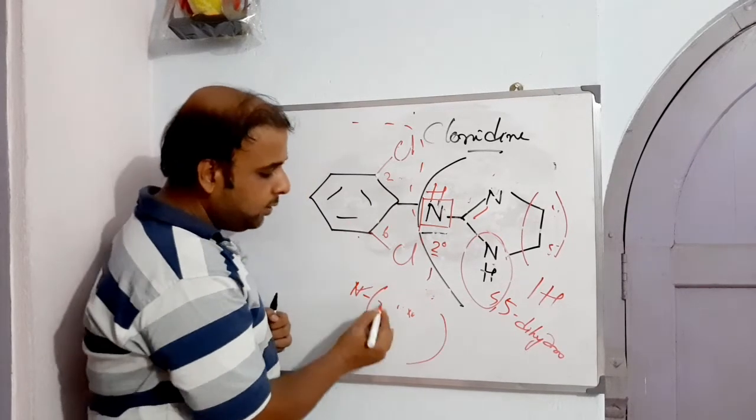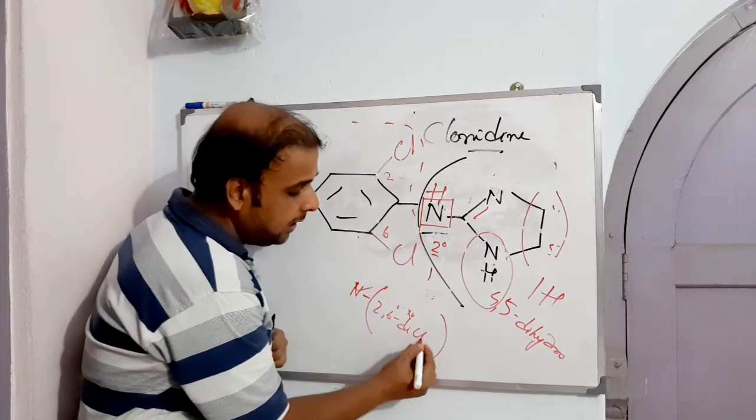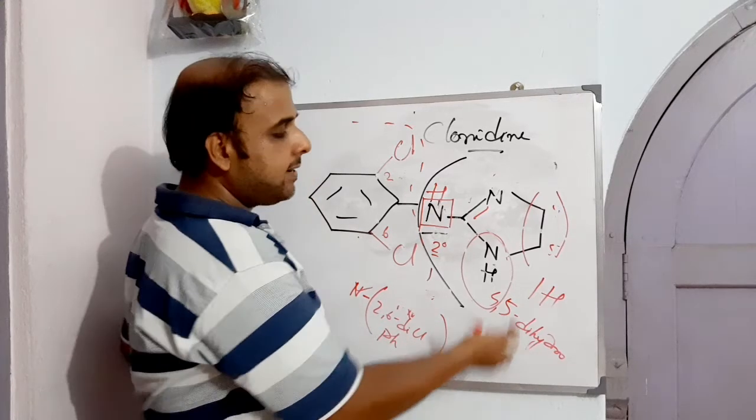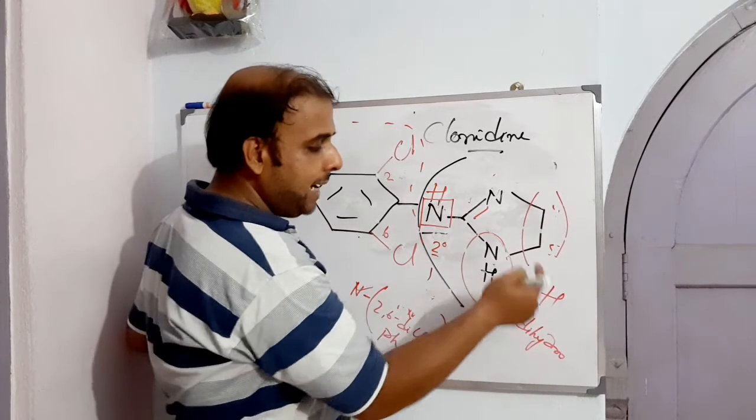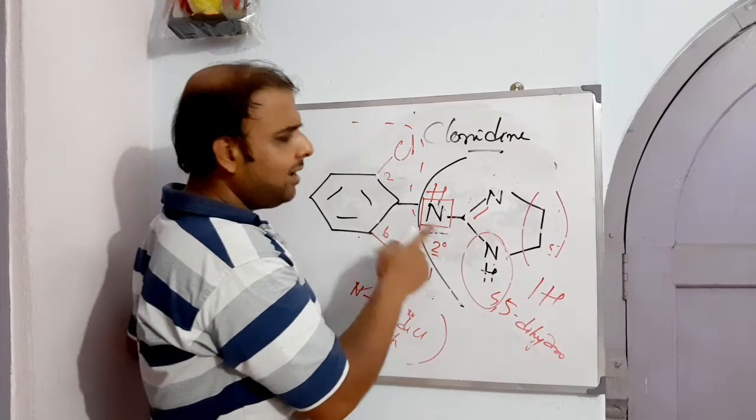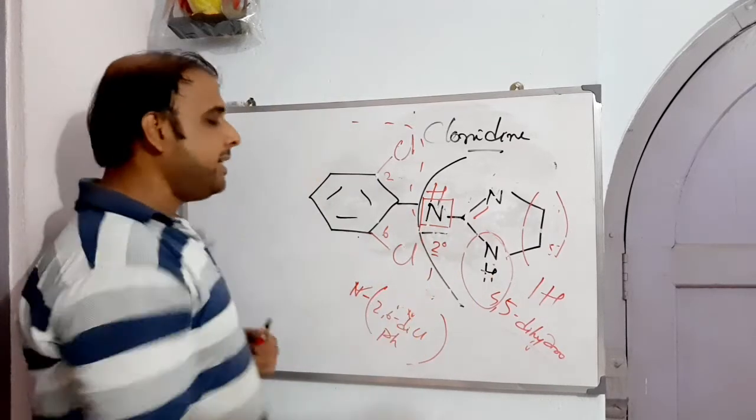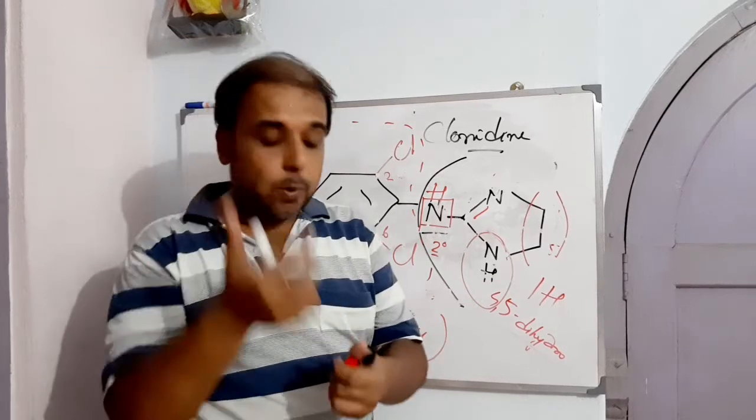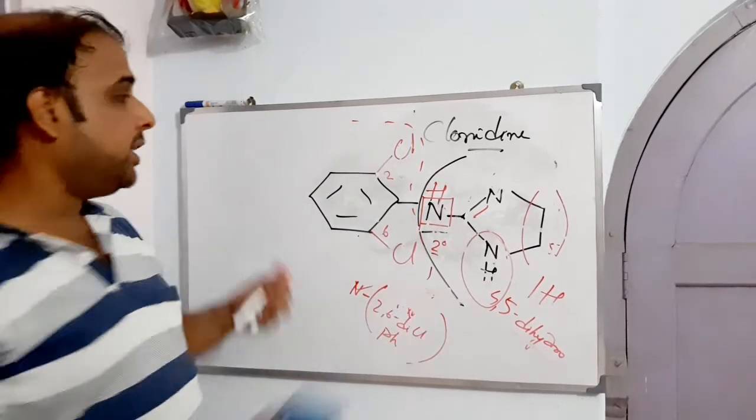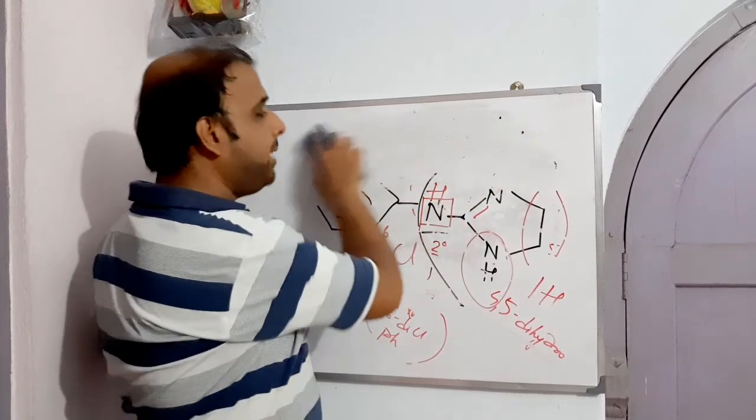So this is 2,6-dichlorophenyl, right? We are done with this. Next is 4,5-dihydro-1H-imidazole. Then amine, that's all, right? So this is the way the IUPAC name of clonidine can be generated, or rather, can be written.